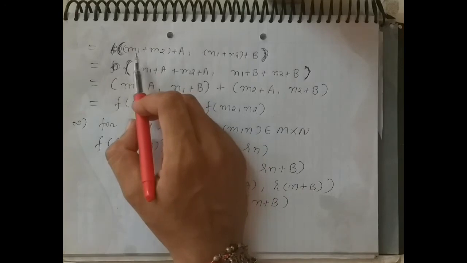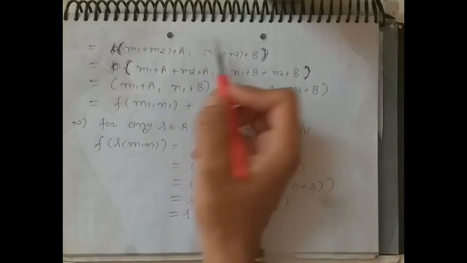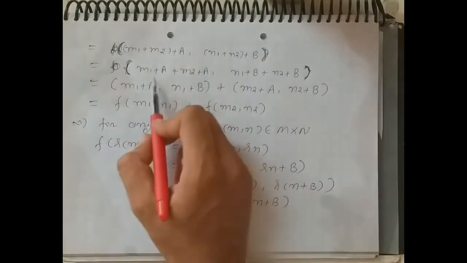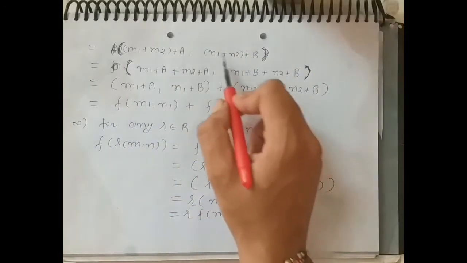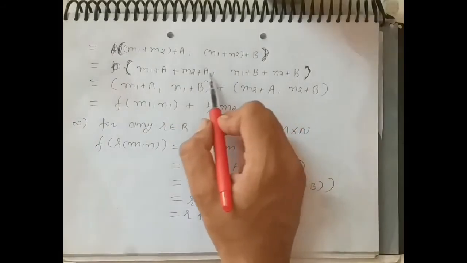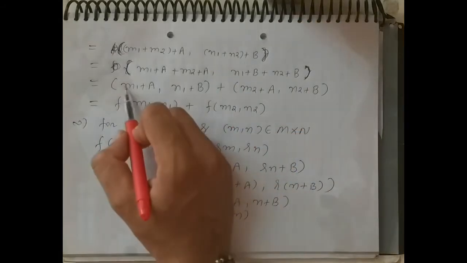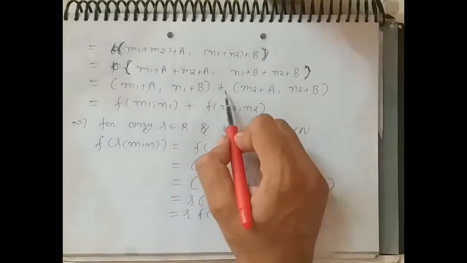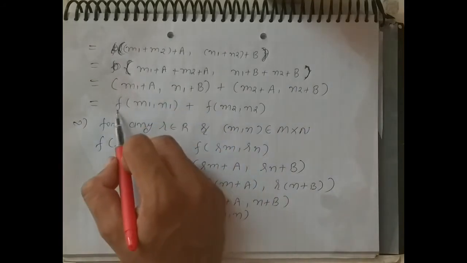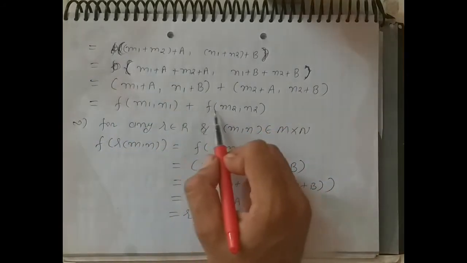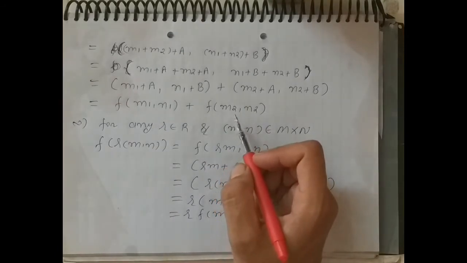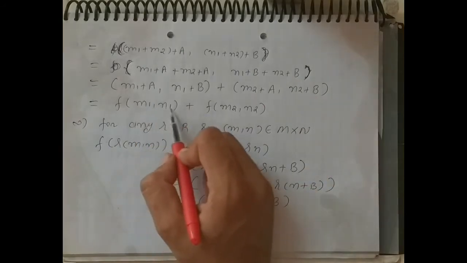Now from the definition of mapping f, m1 plus m2 plus a, second element is n1 plus n2 plus b. This can be written as (m1 plus a, m2 plus a) and the second coordinate as n1 plus b, n2 plus b. Now split this vector into two vectors: (m1 plus a, n1 plus b) plus (m2 plus a, n2 plus b). This is again f of (m1, n1) and this is again f of (m2, n2). So we get f of (m1 plus m2, n1 plus n2) is equal to f of (m1, n1) plus f of (m2, n2).